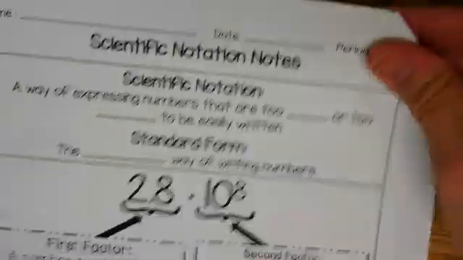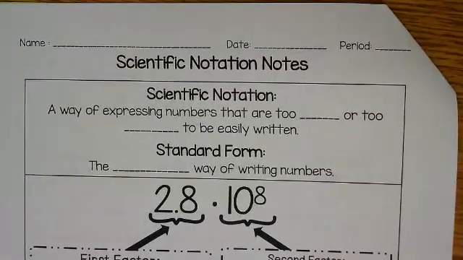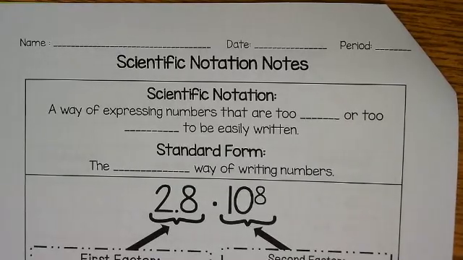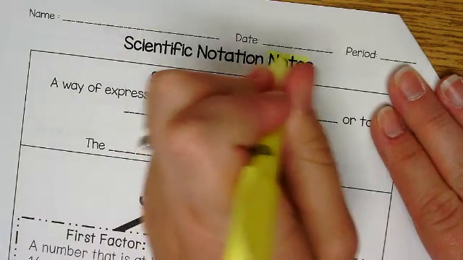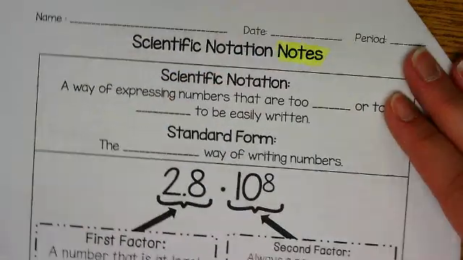Okay, so it would be very helpful if we started with the first page, and apparently I stapled mine backwards. All right, who knew, right? So we're starting with scientific notation notes. These are our notes, and we're going to have some practice after this as well, okay?